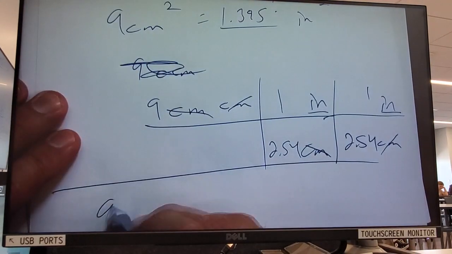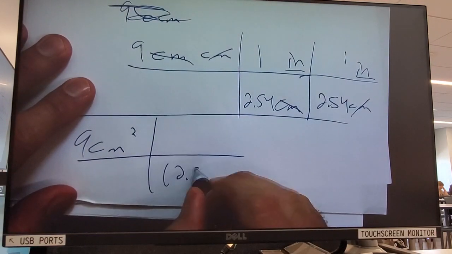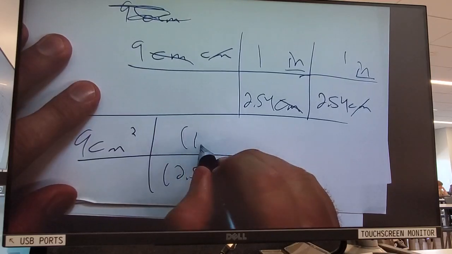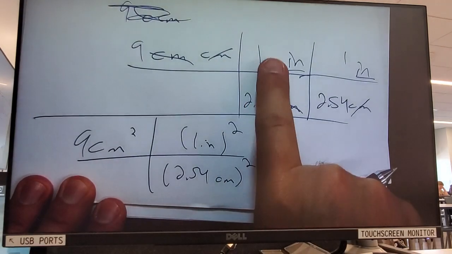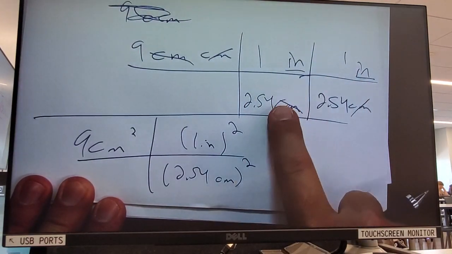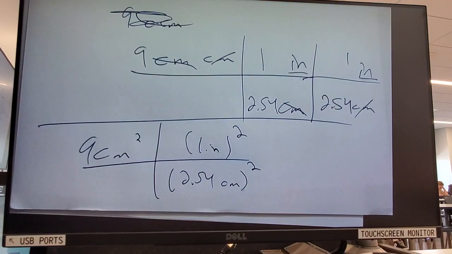The other way to do this is to put on the bottom 2.54 centimeters in 1 inch and square each one. Now that gets tricky. But do you see how 1 inch times 1 inch is 1 square inch? 2.54 times 2.54 is 2.54 squared. So mathematically, it's the same thing. But visually, the first way might make a little more sense. Either way you do it, you come out with the same answer.